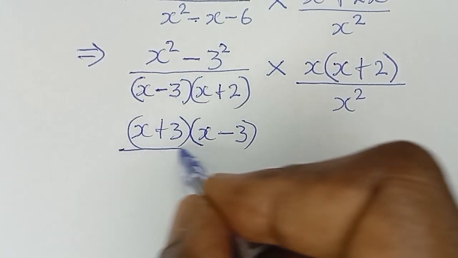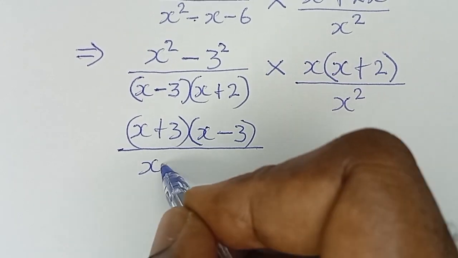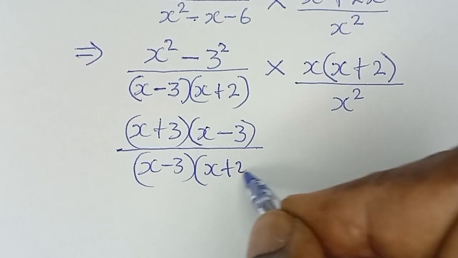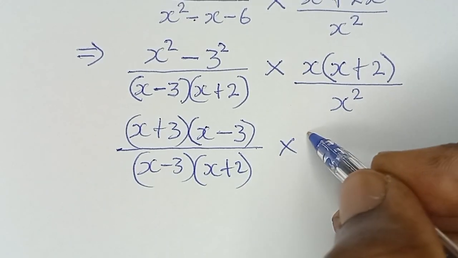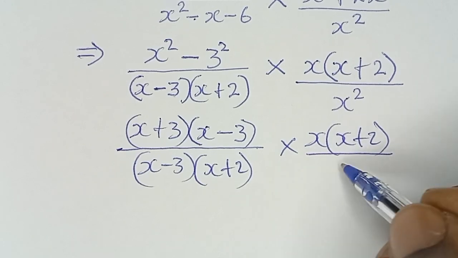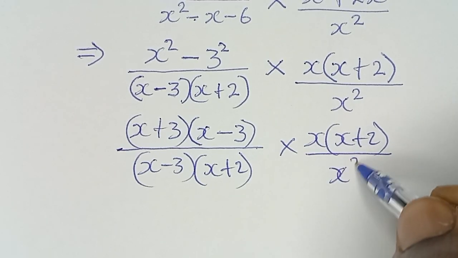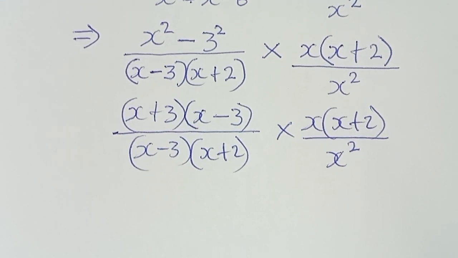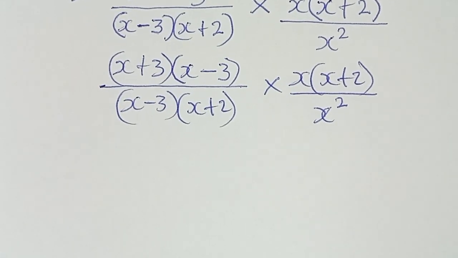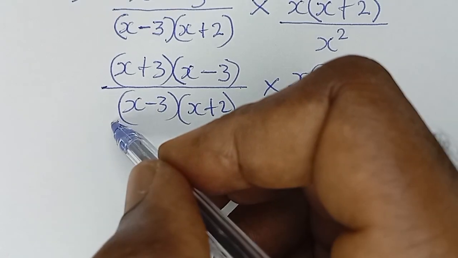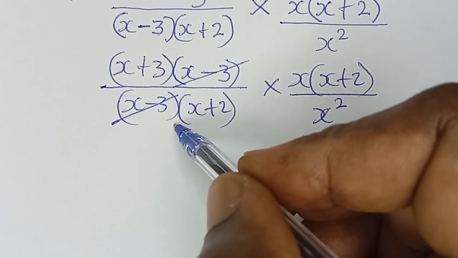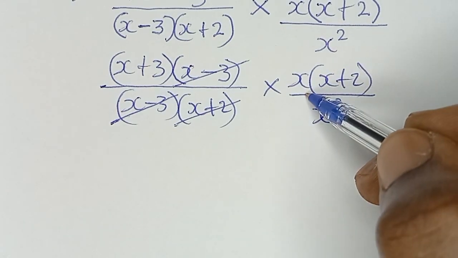And then all divided by x minus 3 and x plus 2, and then multiplied by x into x plus 2, all divided by x squared. Now, the next thing for us to do is to cancel the same terms. So this is x minus 3; it can cancel x minus 3 here. This is x plus 2; it can cancel x plus 2 here.